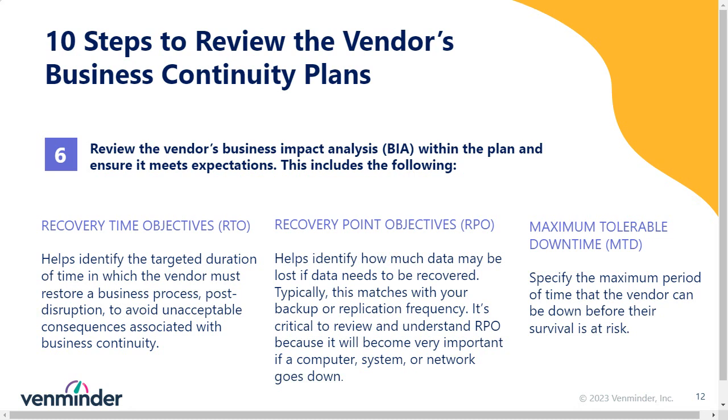So MTDs specify the maximum period that the vendor can be down before their survival is at risk. Ask yourself how much data may be lost and how long normal operations will be impacted. This is what you'll be learning when reviewing RTOs and RPOs. Some vendors will have different objectives for different services and client tiers. So you should ask, how does this relate to your contracted SLA?